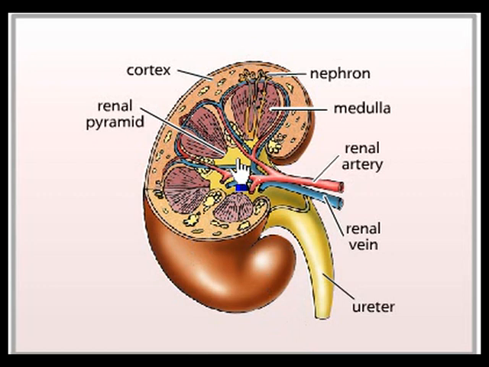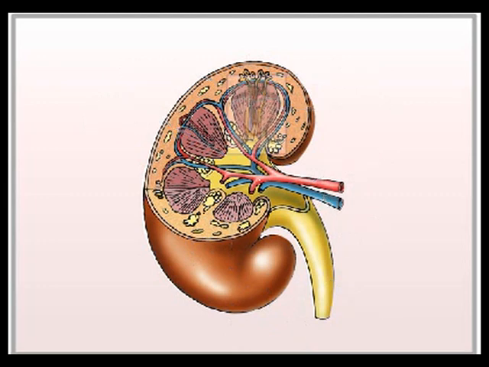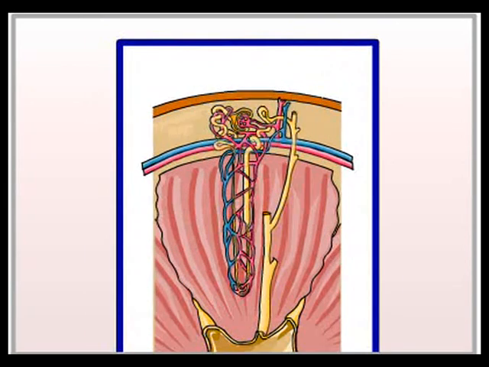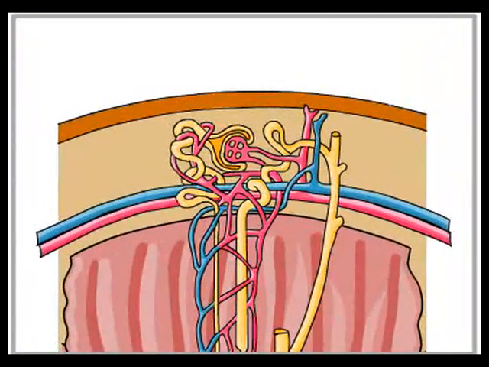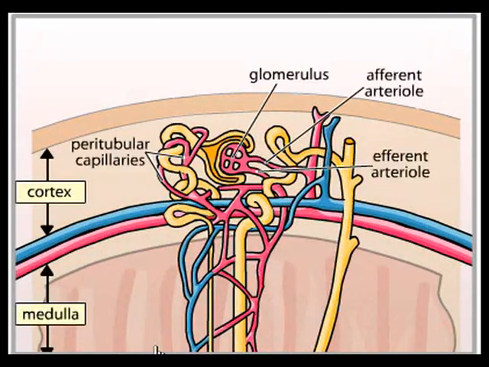The actual work of the kidney is carried out by functional units called nephrons, and each human kidney contains about 1,000,000 nephrons. This is the ultimate functional unit of the kidney, the nephron. Each nephron consists of vascular and tubular components.